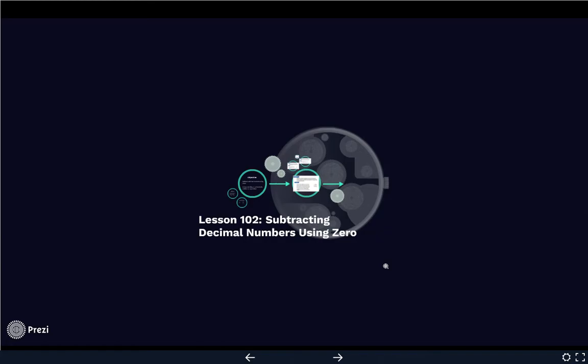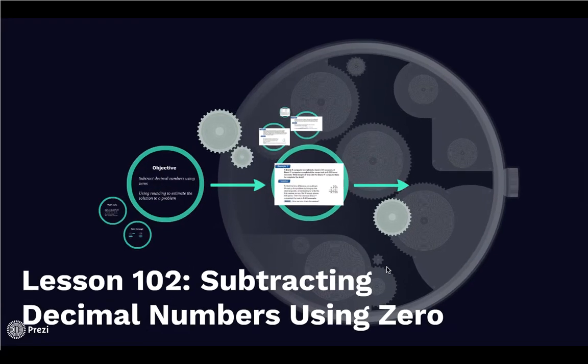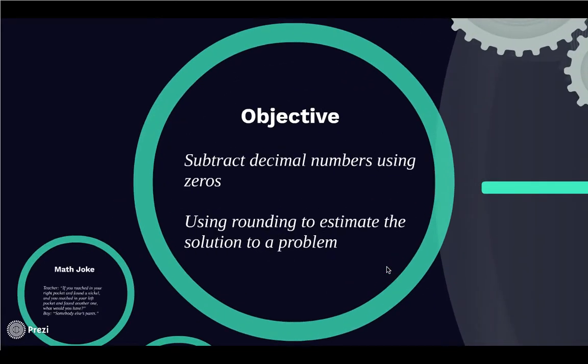We're on lesson 102, subtracting decimal numbers using zeros. Here are our objectives for today. We're going to be able to subtract decimal numbers using zeros and using rounding to estimate the solution to a problem.